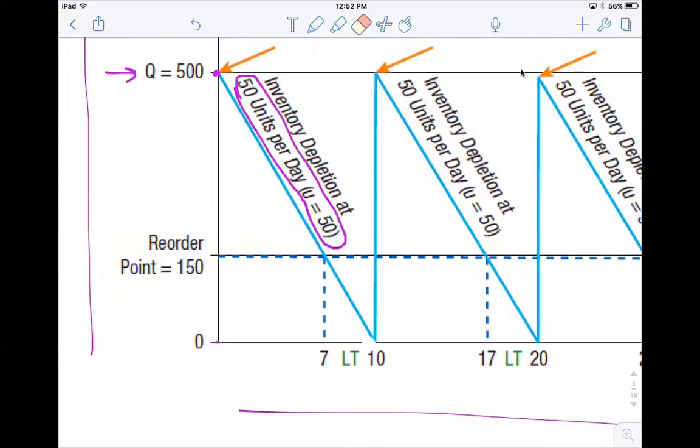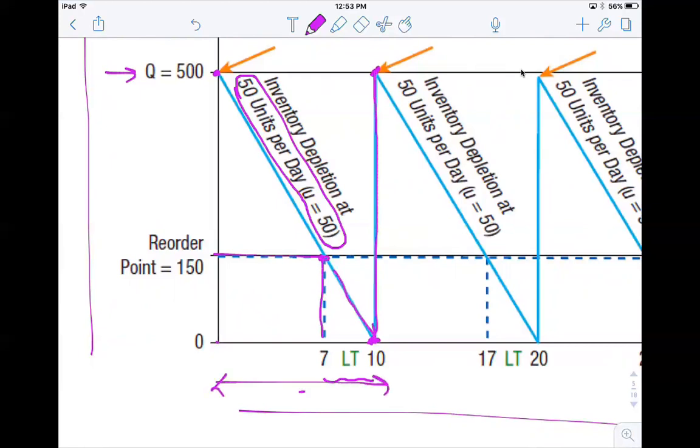Whenever it hits zero, at this point, our inventory position is zero. We are making another order, and we assume that the lead time for this particular example is 3 days. We initiated an order here at the reorder point, right? And then by the time we hit zero, our stocks are replenished right over here back to 500, and then the cycle repeats itself.